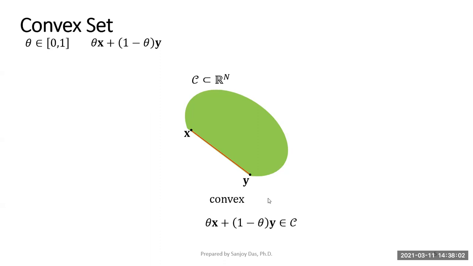In other words, take any pair of points x and y that lie in the region and then connect them together with a straight line. And if the entire straight line lies inside the region, then we say that the region is convex.